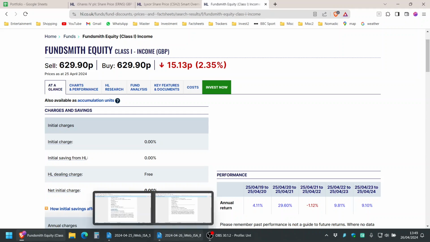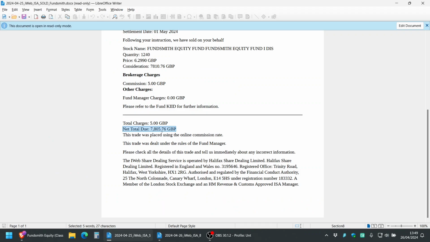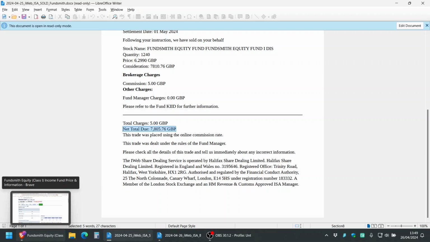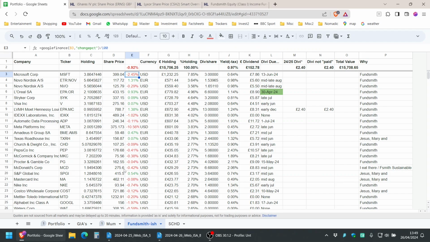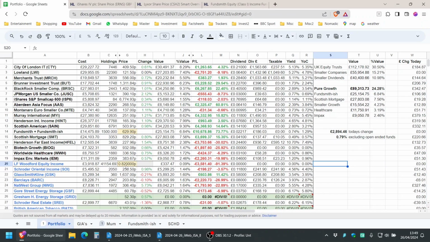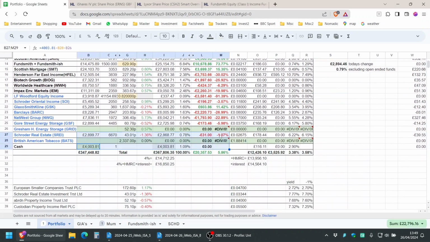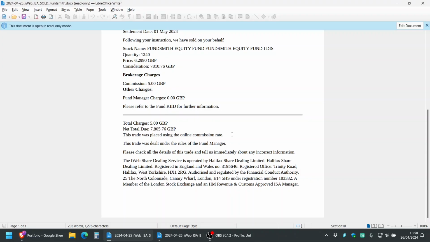So rather annoyingly, I bought £8,000 worth of Fundsmith stocks in Trading 212 and I only sold 7,805 of the actual fund itself. Not the end of the world. It's just a bit annoying that now my cash balance, which used to be almost 4,200, is now only 4,000. Not a big deal. That's that done.